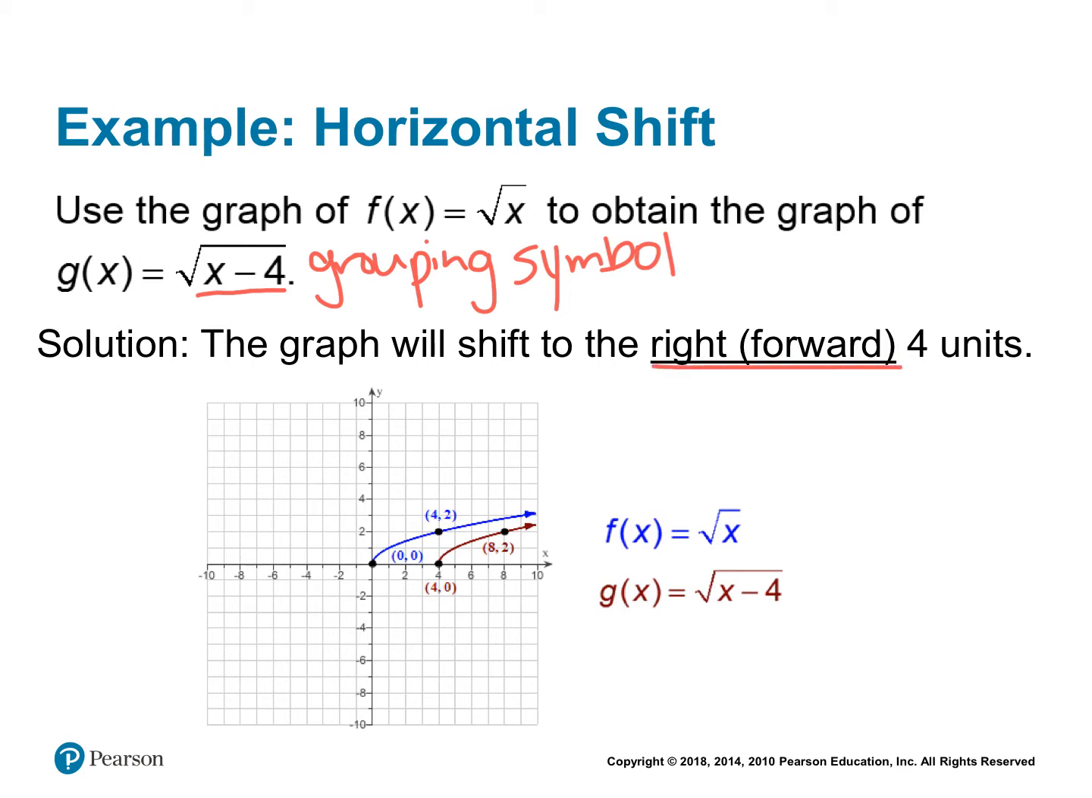So my blue is the original square root of x. And then if I add 4 or subtract 4 on the inside, the shape is going to stay the same, but I'm going to shift it forward. So it went 1, 2, 3, forward 4, and this is the new starting point instead of the origin. So usually you can just start at the origin with your original and then shift it however much it tells you to.